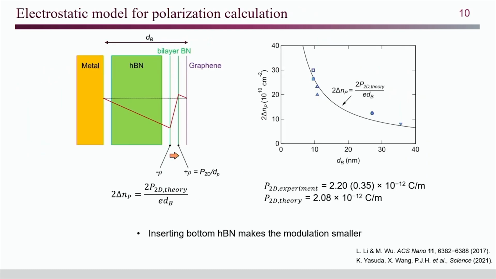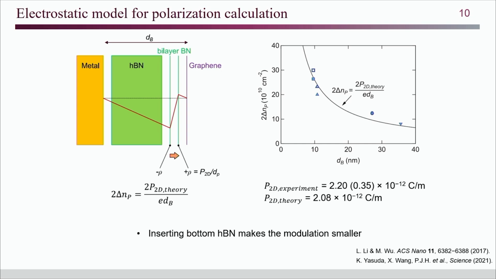Now we want to quantify the polarization in the parallel stack BN based on the charge carrier density induced in the graphene. Here we build a simple electrostatic model, and we consider monolayer graphene, parallel stack BN, bottom BN dielectric, and the metal gate. The relation we get is that the charge carrier density induced in graphene is inversely proportional to the total bottom BN thickness, and their product is proportional to the polarization in the BN.